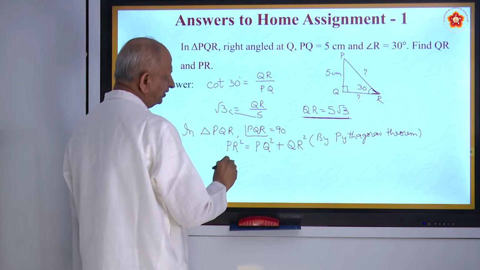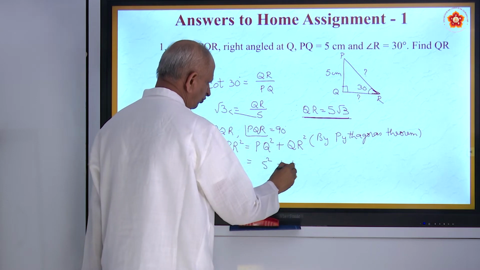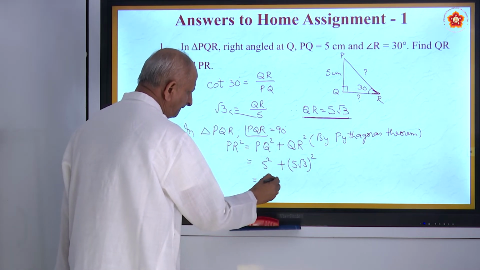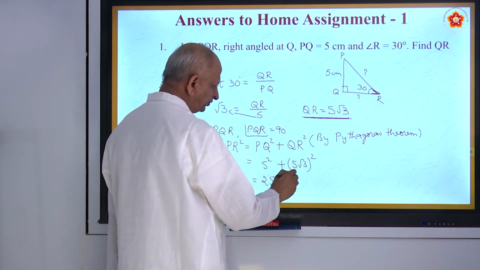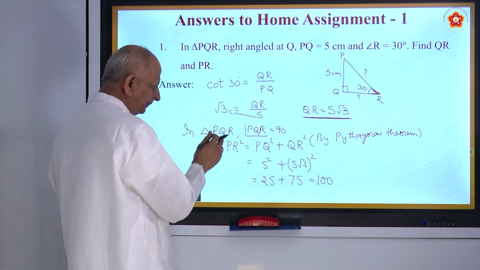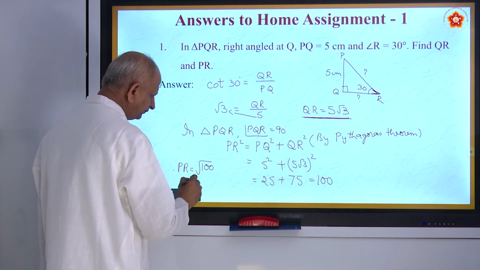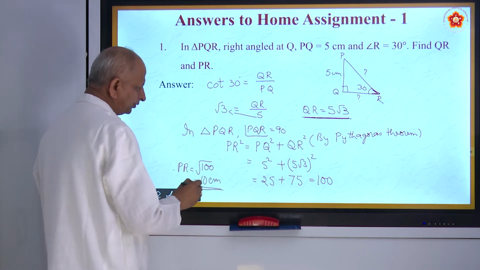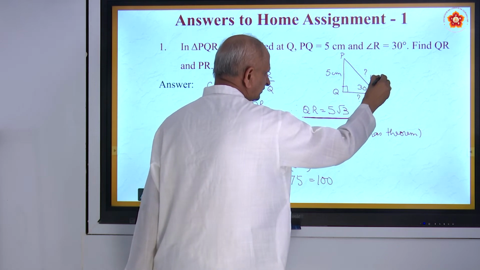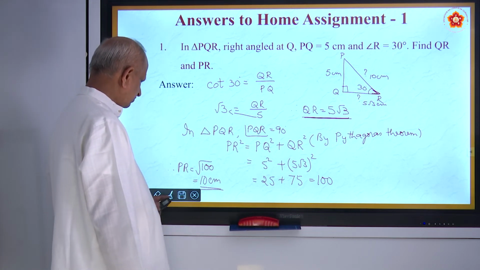So, here we have to find out PR. What is PQ? PQ is 5 square. What is QR? 5√3 square. That will be 25 plus 5 square is 25 into 3, 75. Total it becomes 100. Is it not? So PR square is 100. Therefore, PR is equal to root of 100. How much? 10 centimeters. So this becomes 10. This is 5√3, this becomes 10 centimeters. Okay, that is our answer for this question. That is a 2 marks question.